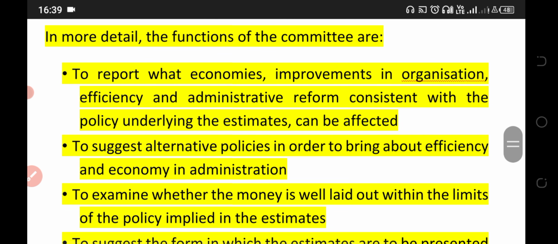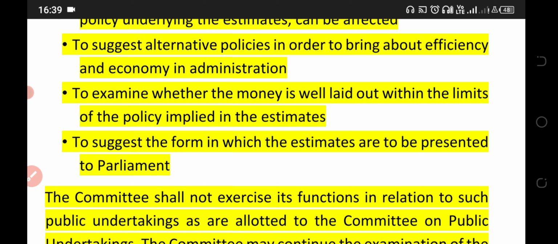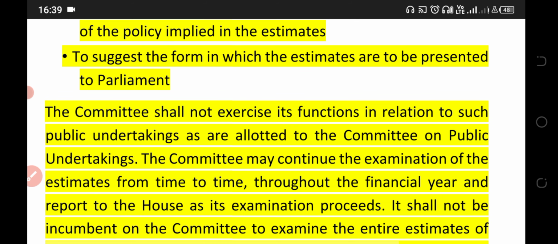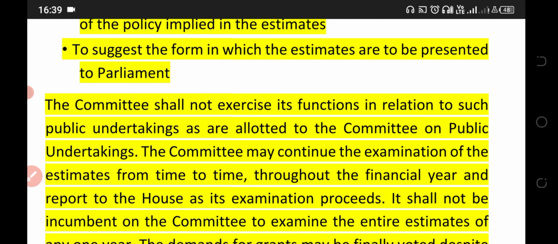In more detail, the functions of the Estimates Committee are to report what economies, improvements in organization, efficiency or administrative reform consistent with the policy underlying the estimates can be effected, to suggest alternative policy in order to bring about efficiency and economy in administration, to examine whether the money is well laid out within the limits of the policy implied in the estimates, and to suggest the form in which the estimates are to be presented to the Parliament.